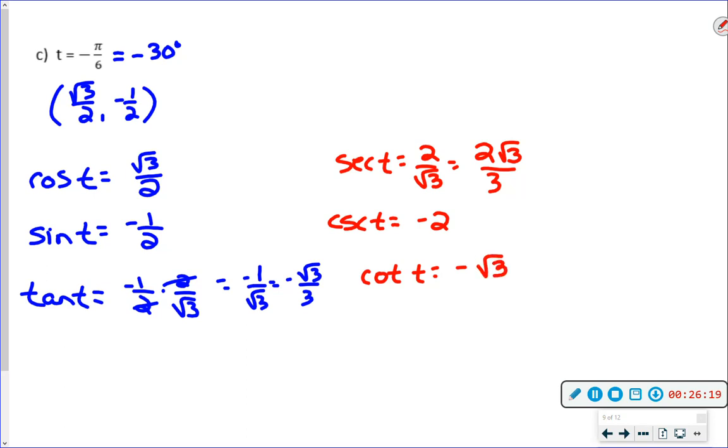Negative root 3 over 1, which saves me doing some simplifying. How fun is this? So fun.